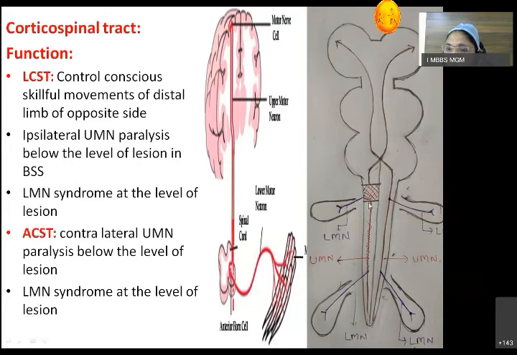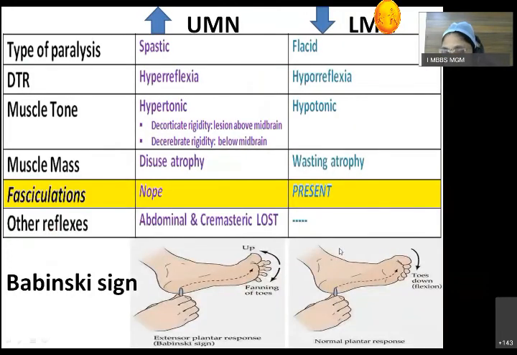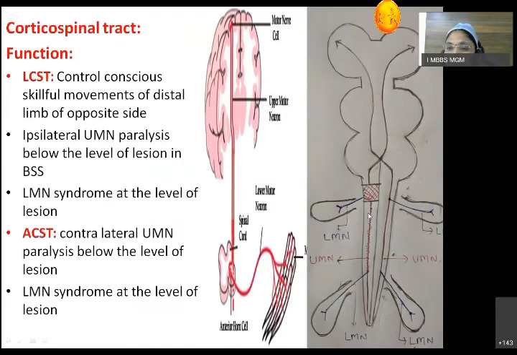This is the lower motor neuron. Again, this is the upper motor neuron, and this blue color is the lower motor neuron. It means there is loss of lower motor neuron at the level of lesion, and below the level of lesion there is upper motor type of paralysis.